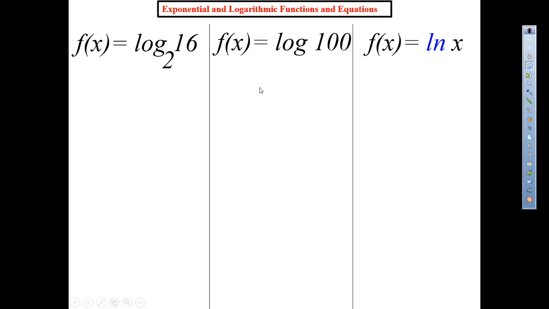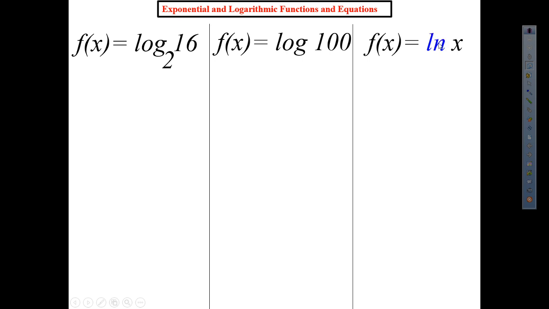Okay, so out of these three, the ones that we've seen so far is this kind. We haven't seen this one or this one. So I'm going to elaborate on these two in a little bit. I'm just going to do this one and change it into an exponential form. But before I do, who notices that I have something different on one of these? Yeah, this one. This one is blue, ln. This is what we call a natural log. Natural log.